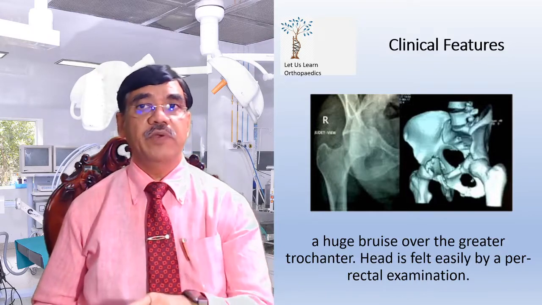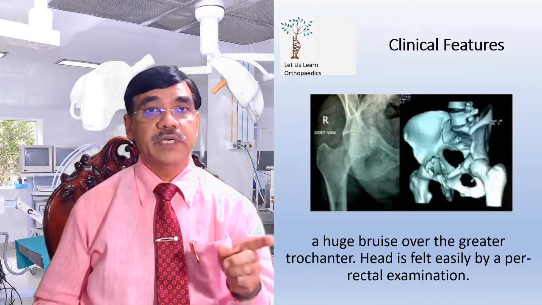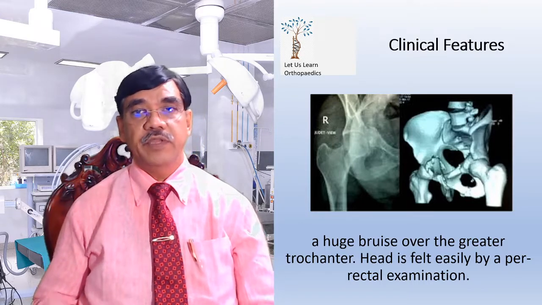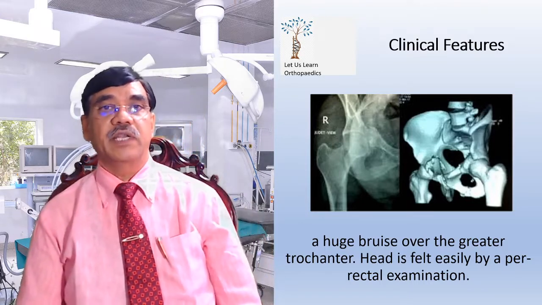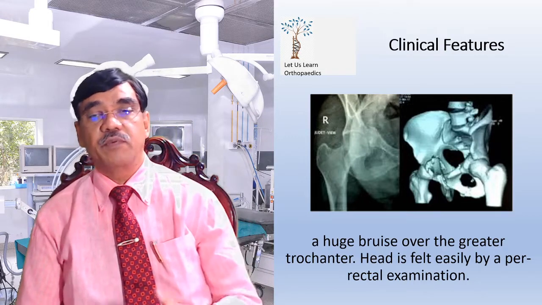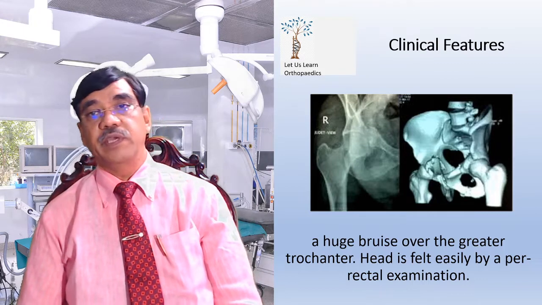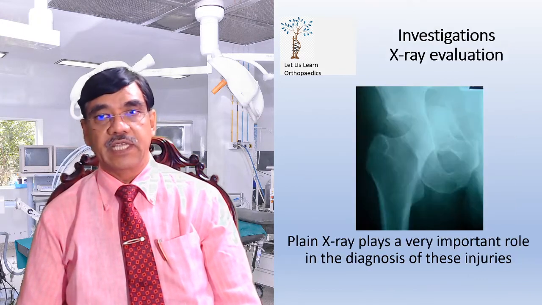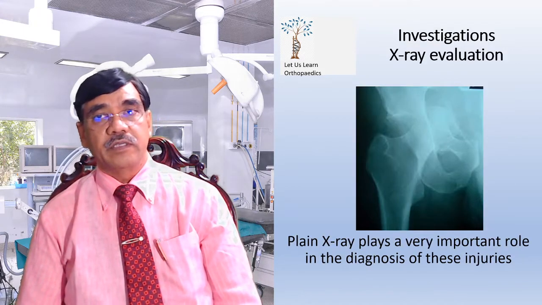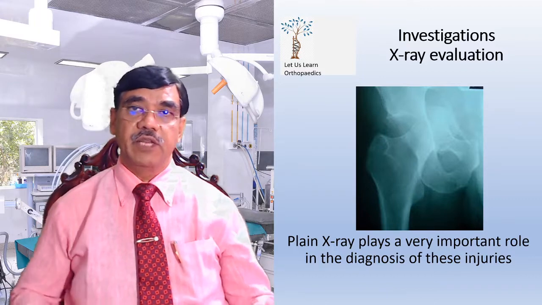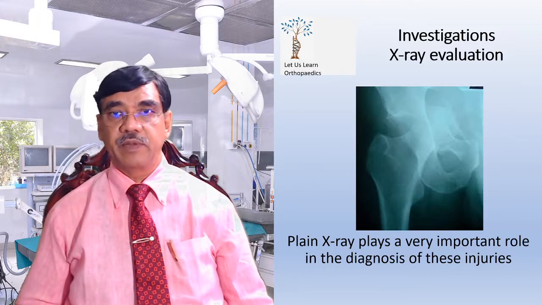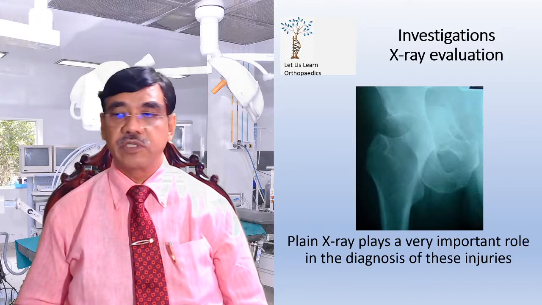Now, the head is felt easily by a per rectal examination, and hence whenever you suspect that the patient has the central type of hip dislocation, you must not forget to do a PR examination, a per rectal examination. Coming to the investigation, X-ray evaluation is most important. Plain X-ray plays a very important role in the diagnosis of these injuries.